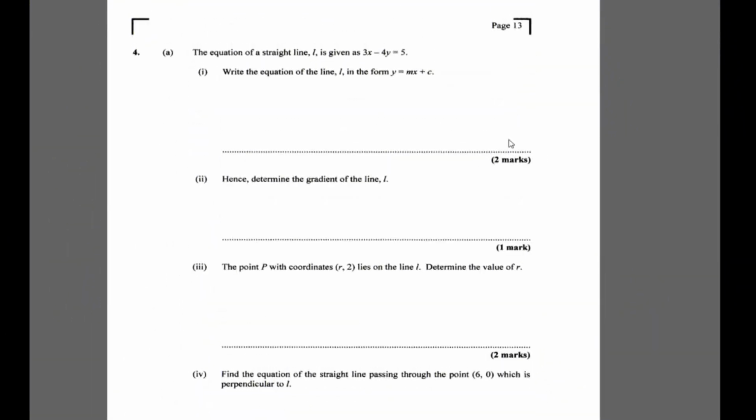3x minus 4y, and that's equal to 5. All right. The equation of the straight line is this, and they want you to make y the subject. So no issues, no worries at all. We can make y the subject first and foremost by bringing over 4y and bringing over 5. We can say that 4y is going to be equal to 3x minus 5.